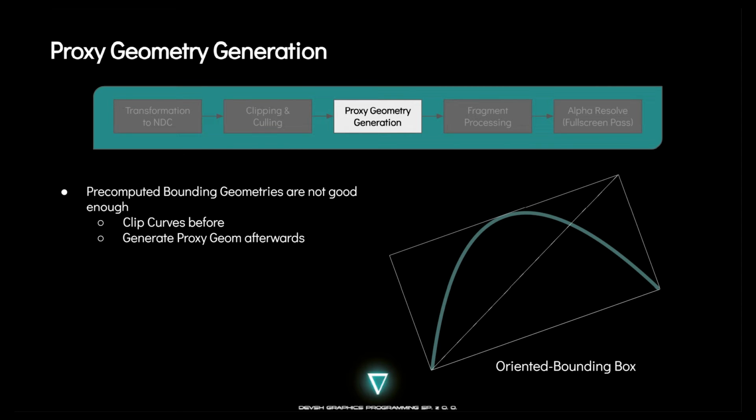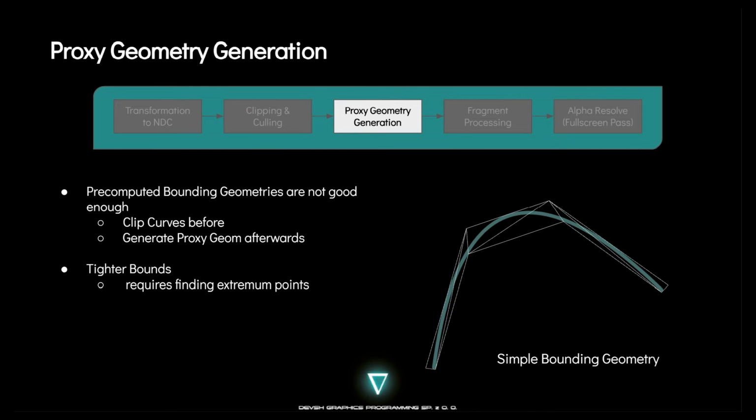Pre-computed bounding geometries won't work. Imagine you zoom in on a small part of this parabola that's off the curve. Now it covers the entire screen, and the SDF is evaluated for every pixel on the screen. Even oriented bounding boxes have a poor overdraw ratio. That's why we decided to bound our curves with custom bounds, like the image you see on the screen. But it's not as simple as you think. It requires finding extreme points of a curve.